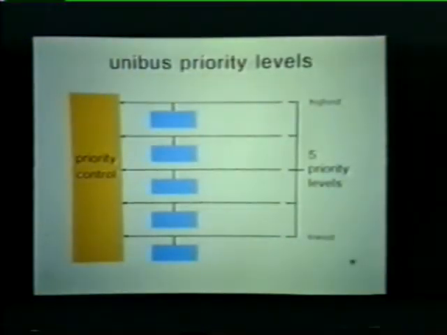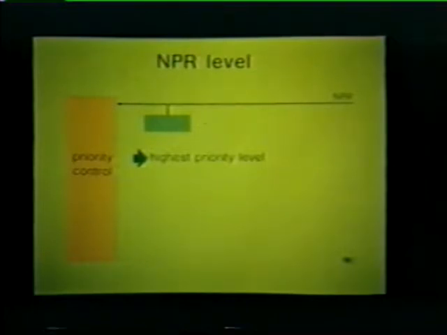In the PDP-11 system, we have 5 vertical priority levels decreasing in priority from the top level to the bottom. In this setup, a requesting device on one priority level is serviced before any lower level is handled. Now, let's examine each of these priority levels, beginning with the NPR level. There are 4 key points we want to mention about the NPR level. First of all, it has the highest priority of any of the 5 levels.